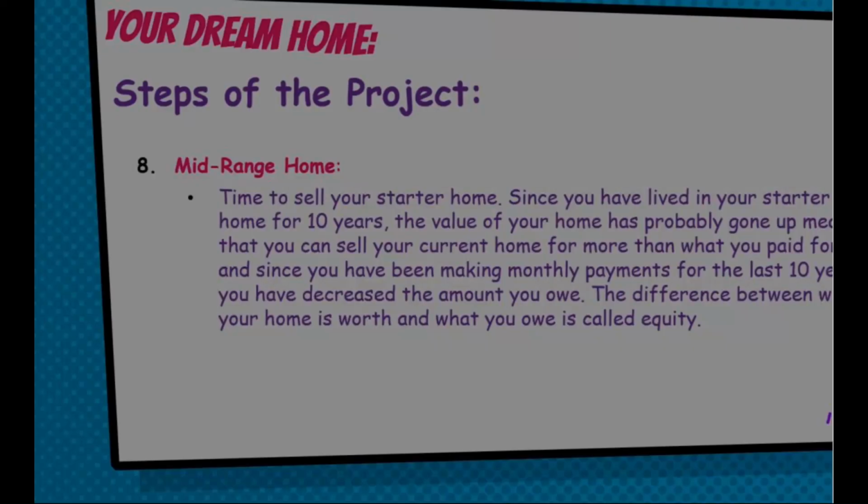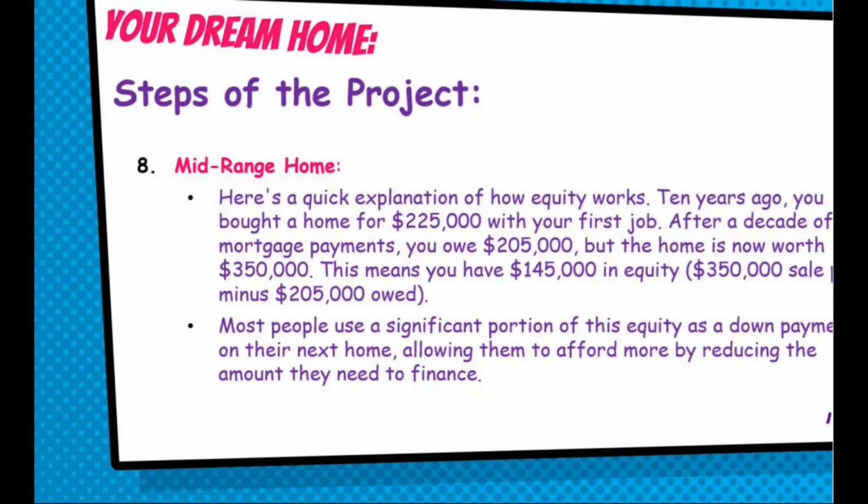So, we're going to sell our starter home. Since you have lived in your starter home for 10 years, the value of your home has probably gone up, meaning that you can sell your current home for more than what you paid for it. And since you have been making monthly payments for the last 10 years, you have decreased the amount you owe. The difference between what your home is worth and what you owe is called equity. Now, this is not going to be necessarily realistic if you did a 15 year, because you would only have 5 years left in this home. But we are going to do another average search.